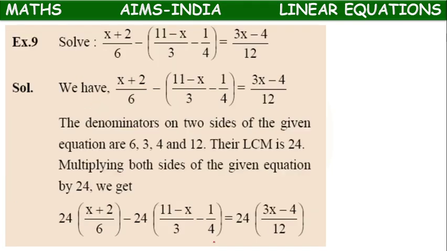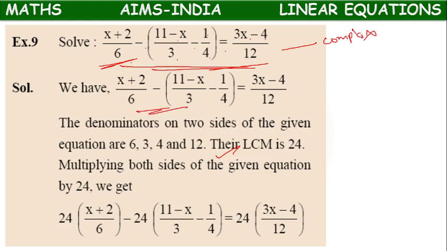Next. Example 9. Another problem, example 9. So here, the question is solve (x plus 2) by 6 minus (11 minus x) by 3 minus 1 by 4 equals (3x minus 4) by 12. So the given equation may be somewhat complex, somewhat big, but the process is same.